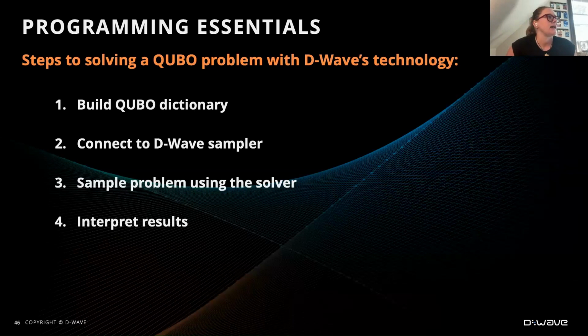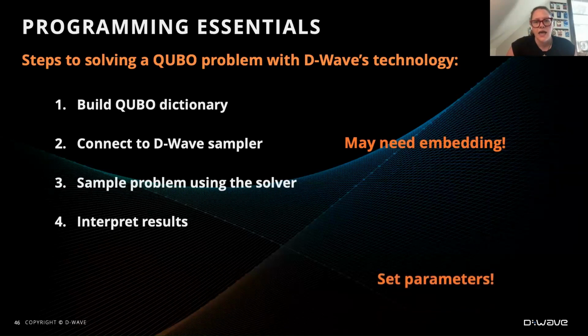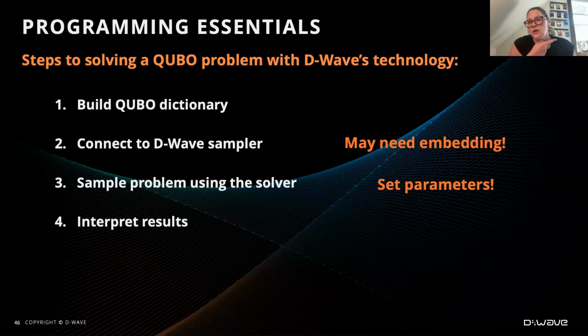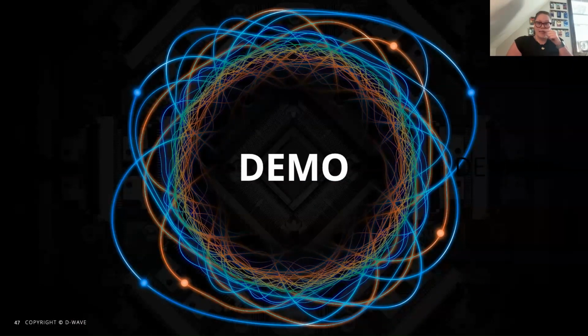But because we're going to connect directly to a QPU with this problem, we're going to have to look at embedding our problem onto the QPU. Alex talked a little bit about that yesterday. And we'll also need to set some parameters when we send in our problem. Specifically, we also introduced that gamma parameter. So we'll have that as well. So let's go ahead and see what that looks like in code.